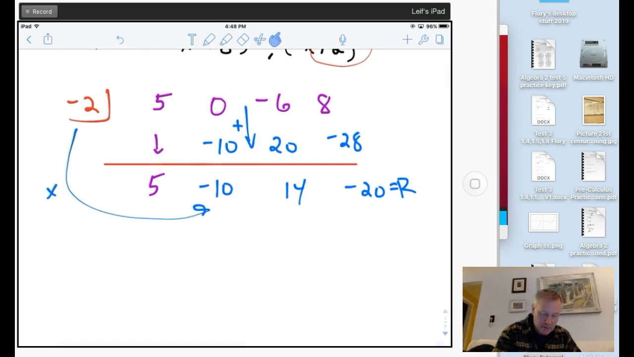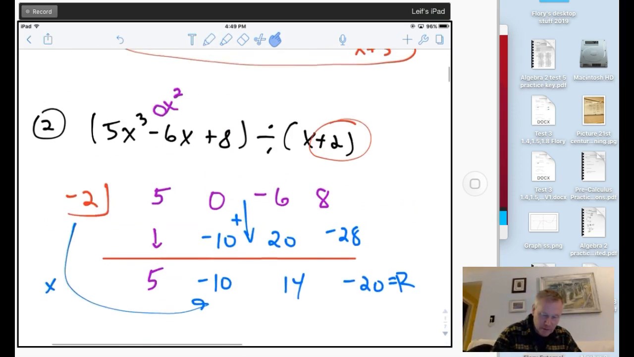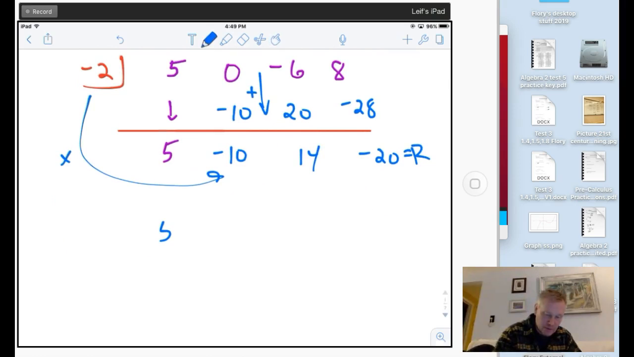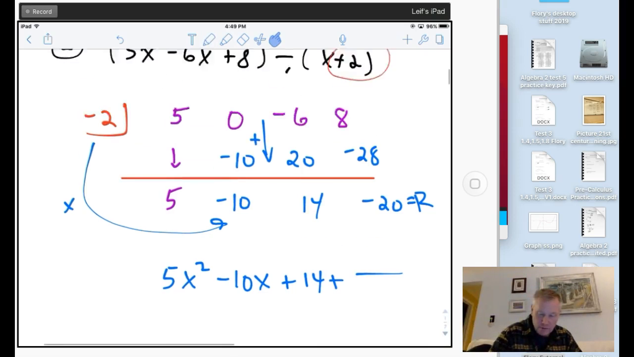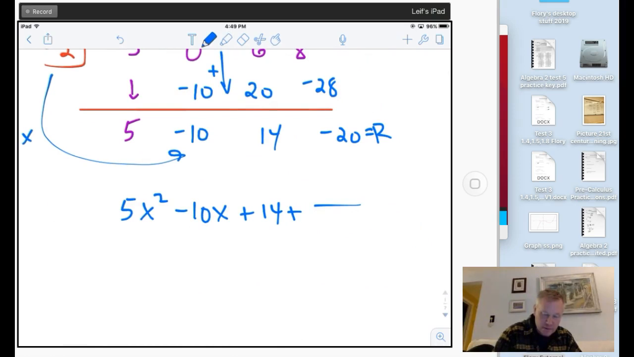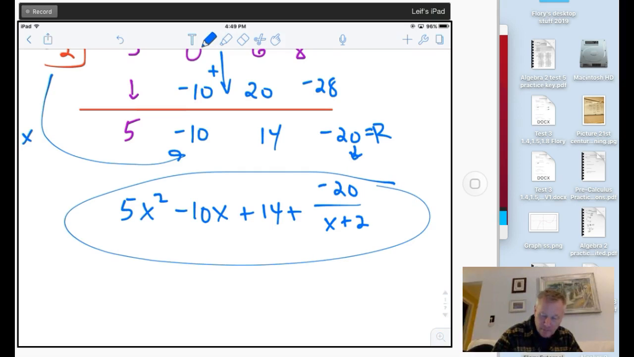So I'm going to write my answer here. Let's see, I started out with x to the third, so this one's going to be 5x squared minus 10x plus 14 plus, x plus 2 is the denominator, and my negative 20 goes there. And that's the answer. Okay?